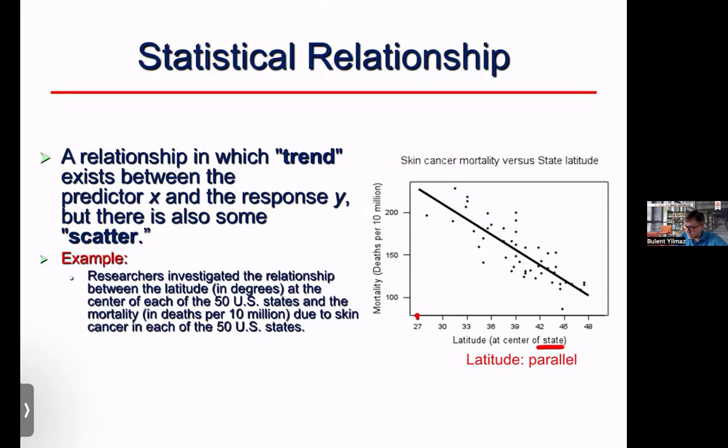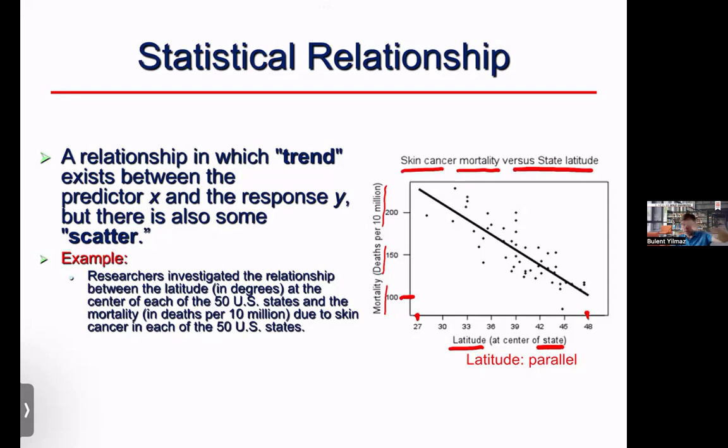And this is 27, this is 48, and this is the latitude, okay? Enlem, paralel, okay? Enlemler. And this is the mortality. That means people who die in 10 million, for example, 100 people die in 10 million population, okay? So this is a kind of mortality, dying relationship, skin cancer versus state latitude.